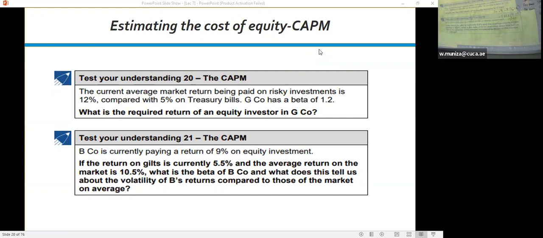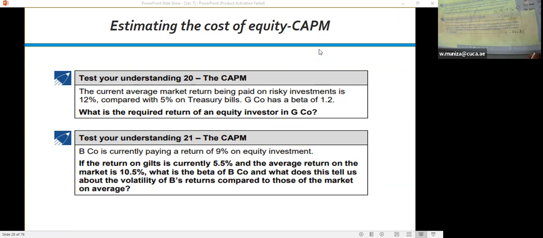If the return on gilts is currently 5.5% and the average return on the market is 10.5%, what is the beta of B company and what does this tell us about the volatility of B's returns compared to those of the market on average? Now students, they are asking us to calculate beta. B company is currently paying a return of 9% on equity investment. So the required rate of return which is being paid is 9%. The risk-free rate of return on gilts is 5.5%, plus BI, which we are required to calculate.